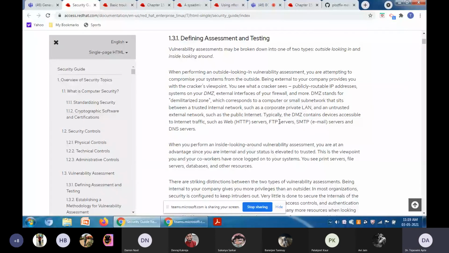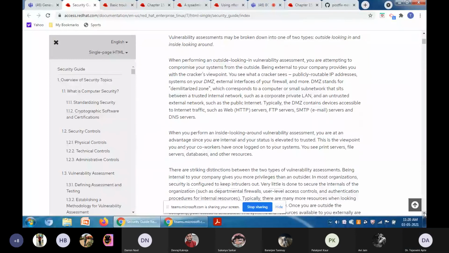When you perform an inside looking around vulnerability assessment, you are at an advantage since you are internal and your status is elevated to trusted. Please make sure about this trust status being elevated to trusted, so that you are able to take care of authentication as well as authorization. This is the viewpoint you and your co-workers have once logged onto your system. You see print servers, file servers, databases and other resources. And that is where the ethics, the trust building, comes in.